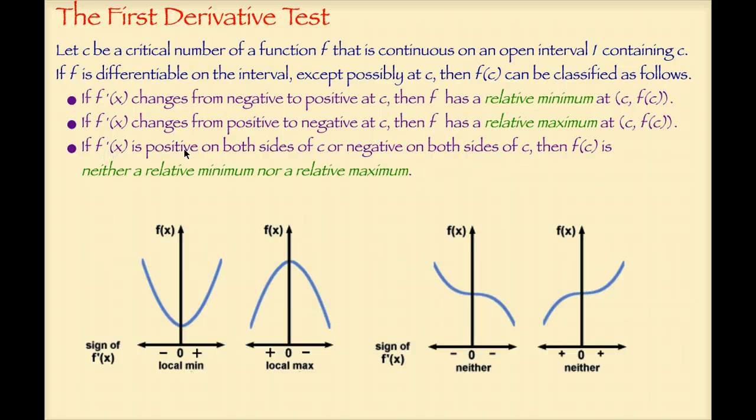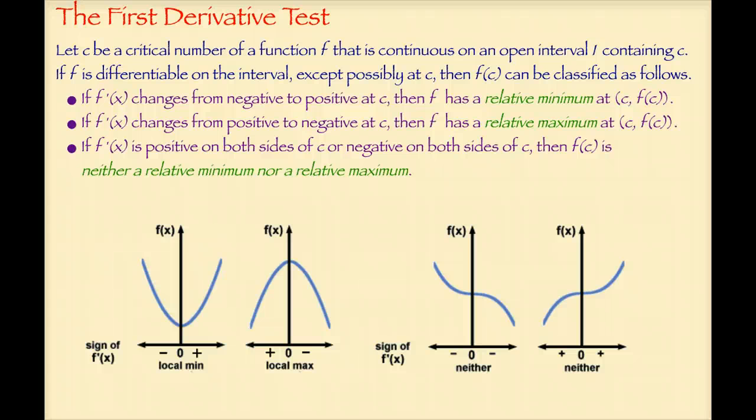If f prime of x is positive on both sides of c or negative on both sides of c, then f of c is neither a relative minimum nor a relative maximum value. What does this mean? We know that setting the first derivative equal to 0 gives us our critical numbers, and critical numbers are the places on a function where potential extrema occur, possibly a maximum or minimum value.